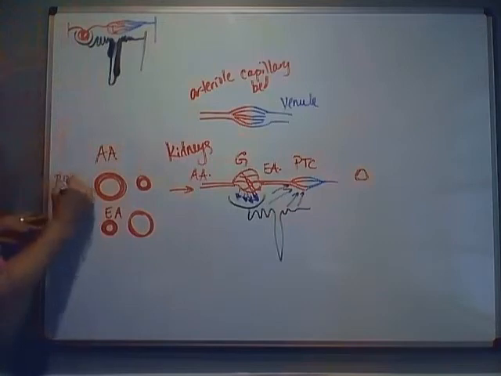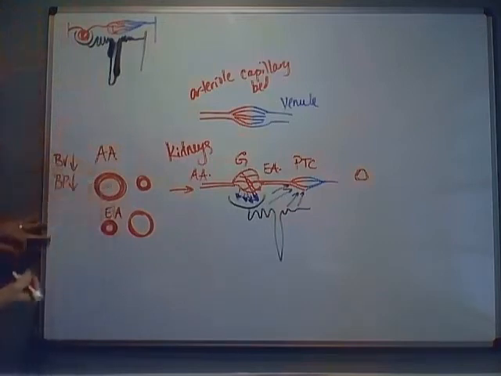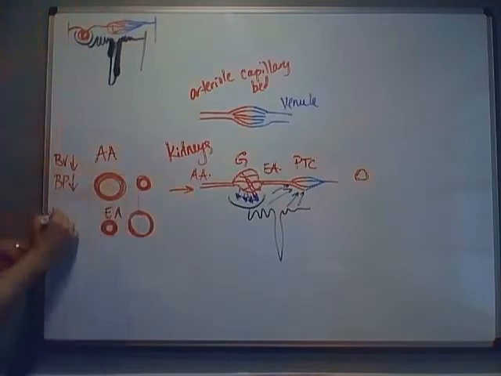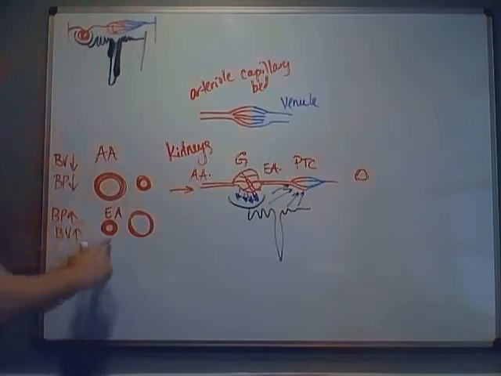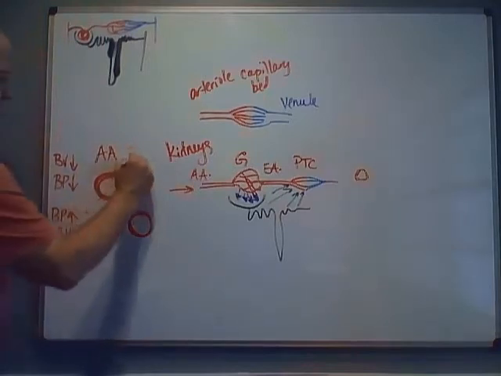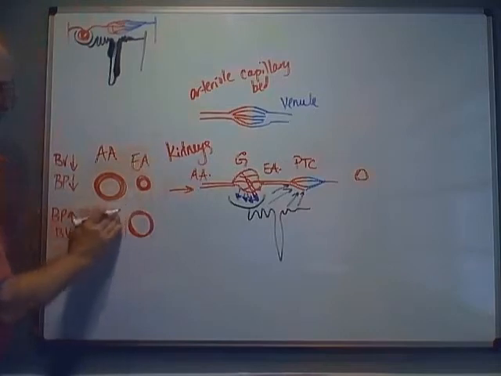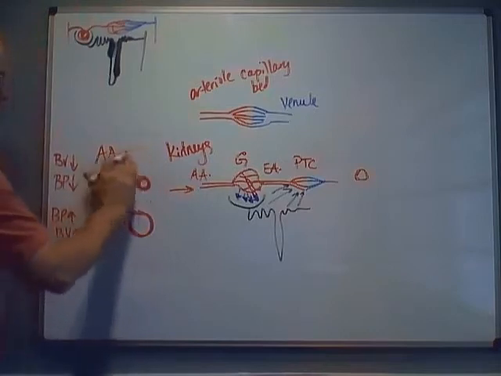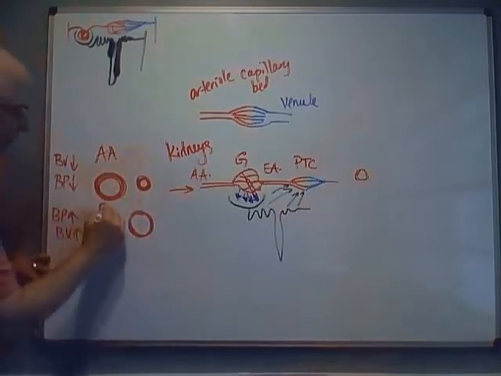If blood pressure is low and blood volume is low, then I need to dilate the afferent arteriole and constrict the efferent. If blood pressure is high and blood volume is high, then I can do the exact opposite. Sorry, I put an EA there. Oh no, wait, sorry. I did this wrong. Let me do it this way. Okay, I'm confusing y'all and I'm confusing myself.